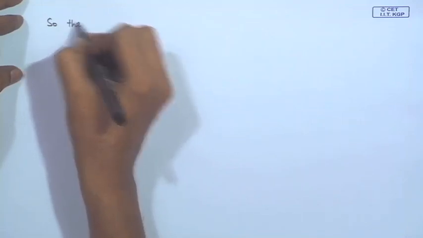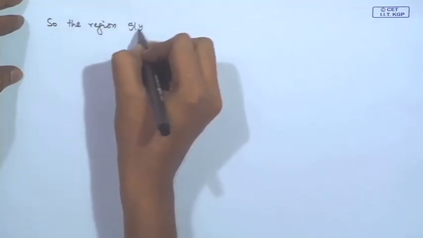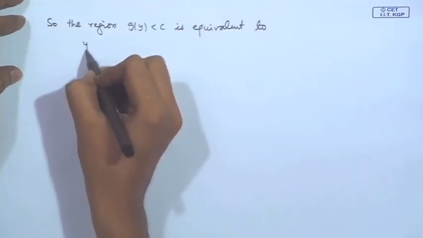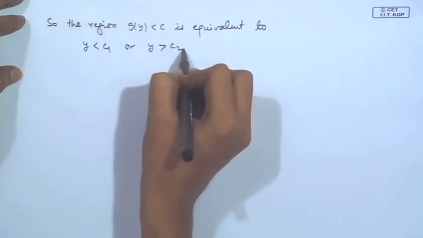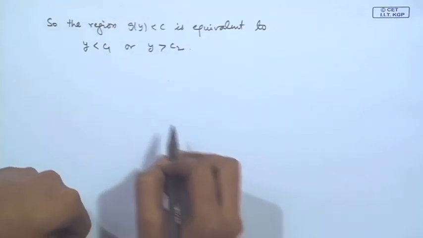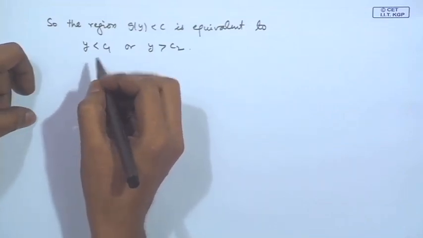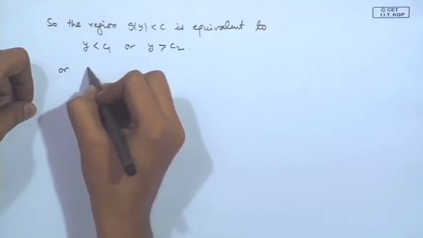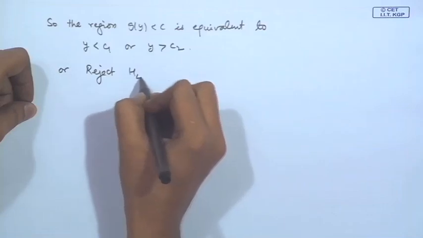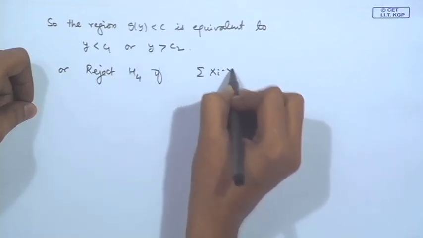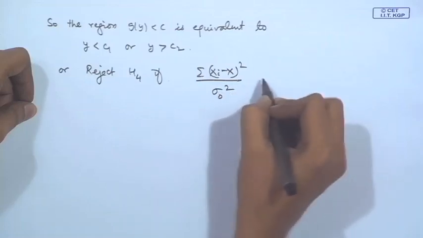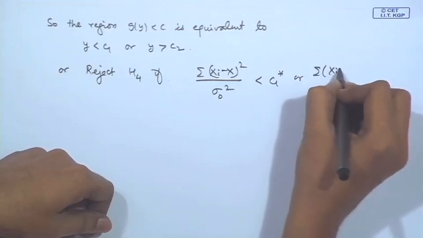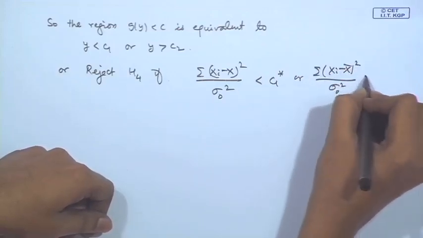So, the region g y less than c is equivalent to y less than c1 or y greater than c2. Since y is defined as above, we can say reject H4 if sigma (x i minus x bar) whole square by sigma naught square is less than say c1, or sigma (x i minus x bar) whole square by sigma naught square is greater than c2.